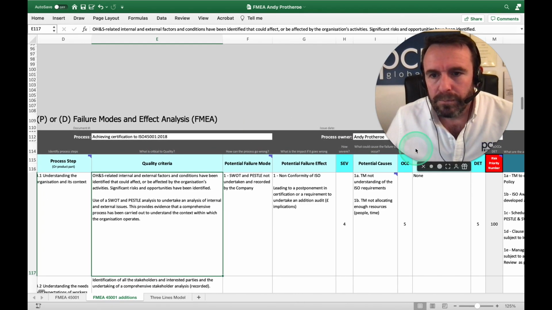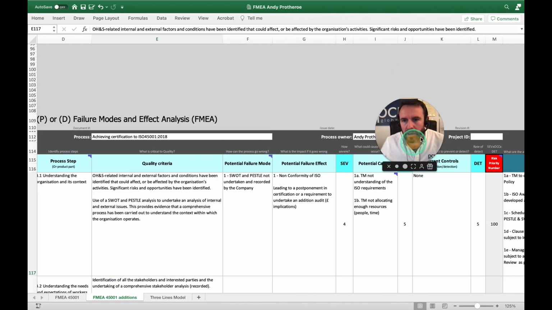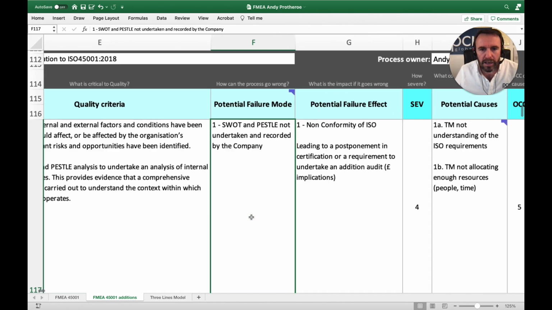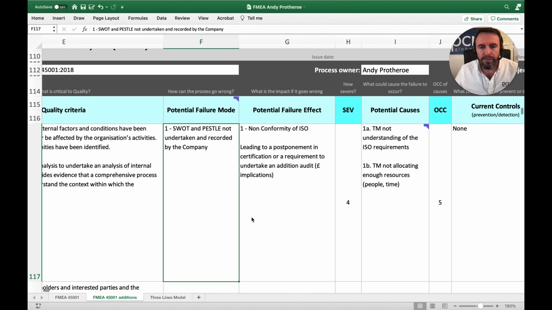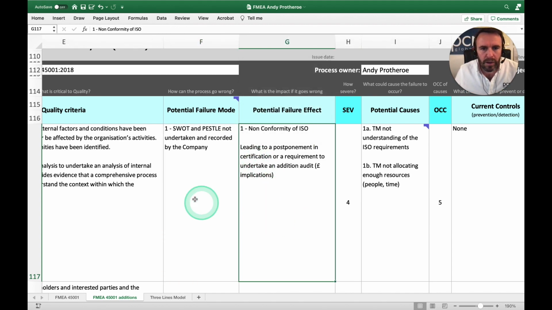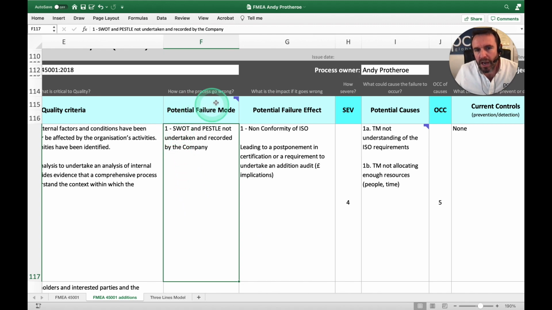Okay, so let me get myself smaller and out of your way. So what else do we have here? So we're going to move along. So what is critical to quality? Quality criteria. We just looked at that. Then in the next box we have the potential failure mode. Think about the risk journey, okay? We have the source. That then leads to the event. And then out of the event is a consequence. So that's a good way to think about how these are. Think about failure modes. So potential failure mode.